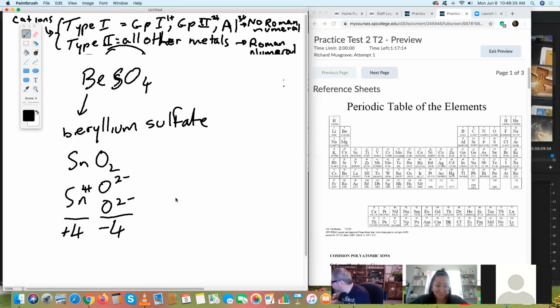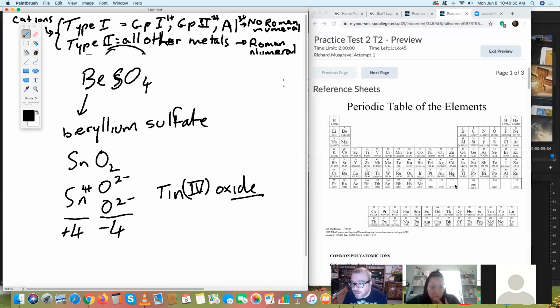Oh, you're on a roll here. And the name? The name here will be tin(IV) oxide. That's oxide, I'm sorry, sorry for my accent. That's all right. If it's off the periodic table, if it's a nonmetal, it'll always end in -ide, the second element.